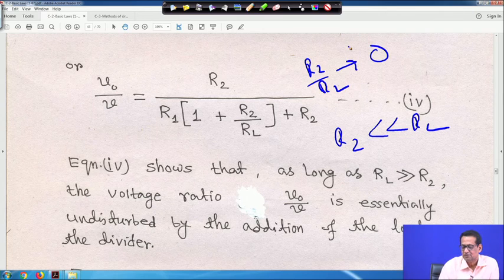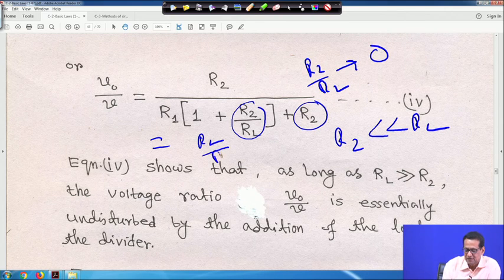Therefore, in that case R2 is also neglected. So, V0 upon V will become essentially undisturbed, because R2 is very small compared to RL. So, this term should not be there and this term also should not be there. Basically, V0 by V is essentially undisturbed by the addition of the load on the divider. So, you have to make a little bit of understanding that R2 is very small.